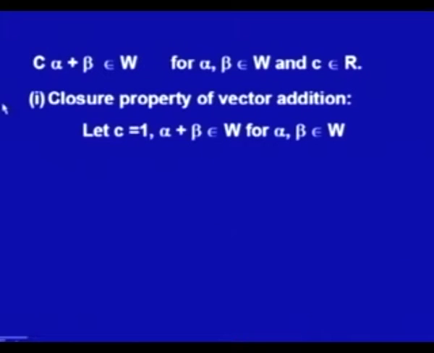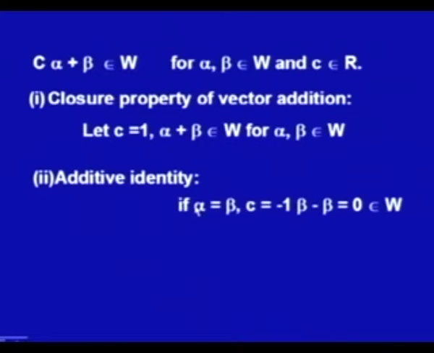So, the first thing is the closure property. If I take C is equal to 1, because this property is satisfied for all C belonging to R, in particular if C is equal to 1, then alpha plus beta belongs to W for alpha, beta belonging to W. So, if this property is satisfied for all C, then it will be satisfied for C is equal to 1, and this amounts to the closure property of vector addition in W. So, alpha plus beta belongs to W for all alpha, beta belonging to W. So, this property is implied.